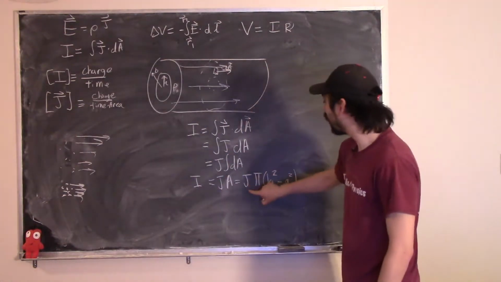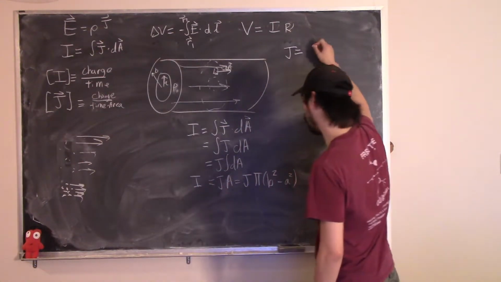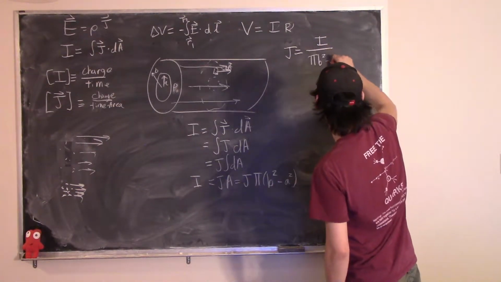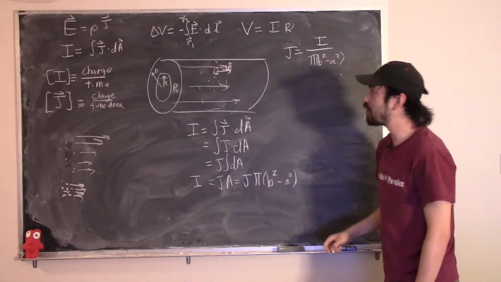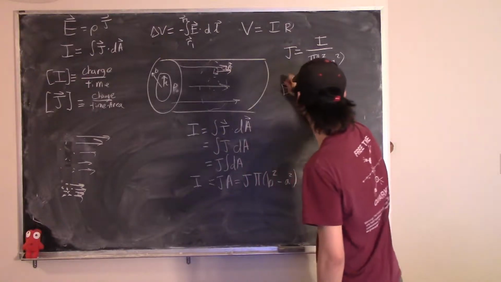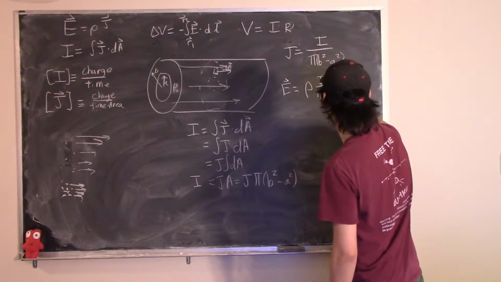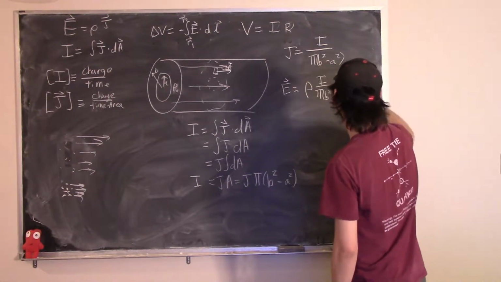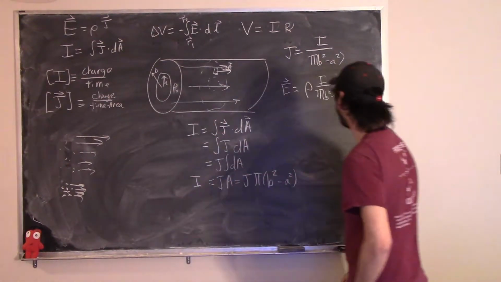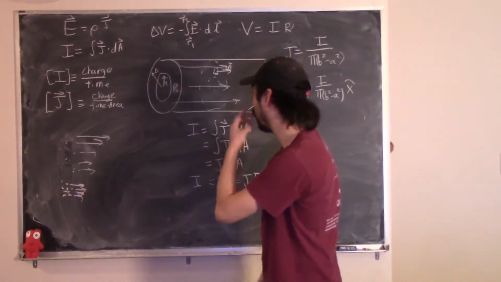So we can write J in terms of I by saying that J is just going to be equal to I divided by pi (b squared minus a squared). And then we can plug this into our microscopic form of Ohm's law. So this says that the E vector is just going to be equal to rho I divided by pi (b squared minus a squared) in the x hat direction, because we're saying that this is going to be pointing to the right.